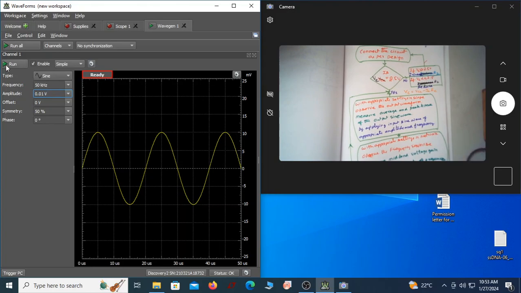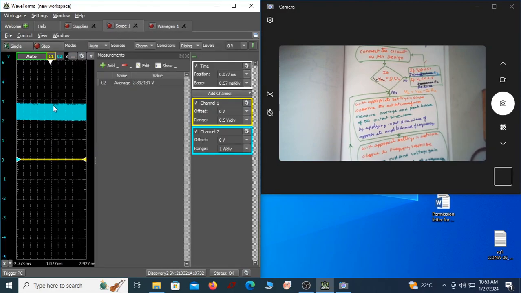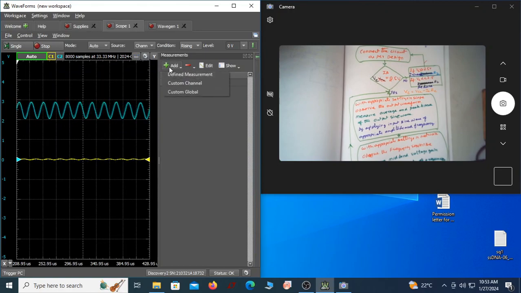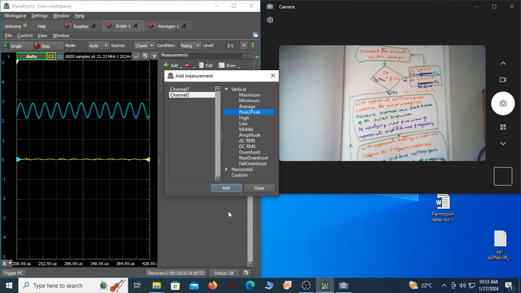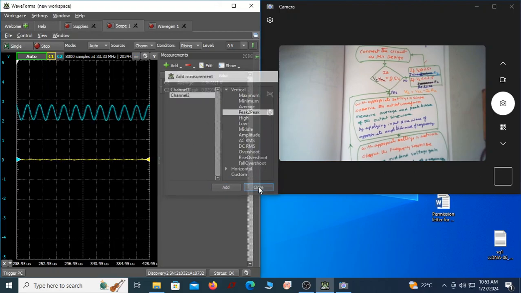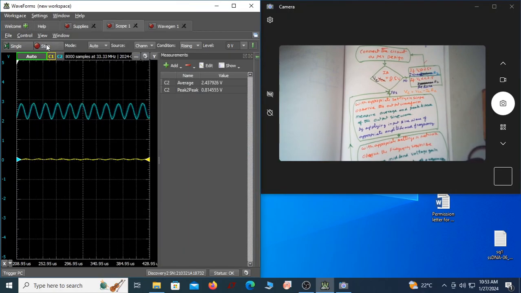If I apply this waveform, if I say run, let me go to this scope. Now we can see we are getting the output waveform. So this is your output waveform. Now let me see what the output peak to peak is. I can measure that output peak to peak. Of course we know what the input peak to peak is, so I can stop this.